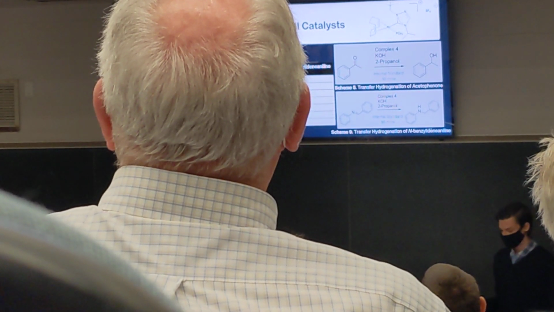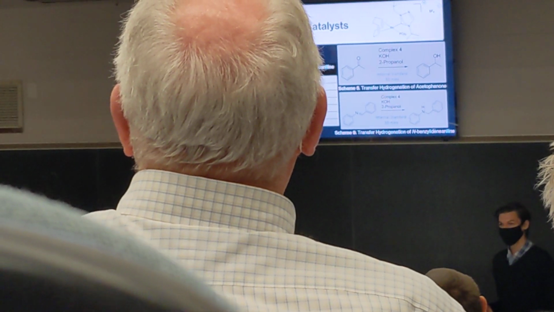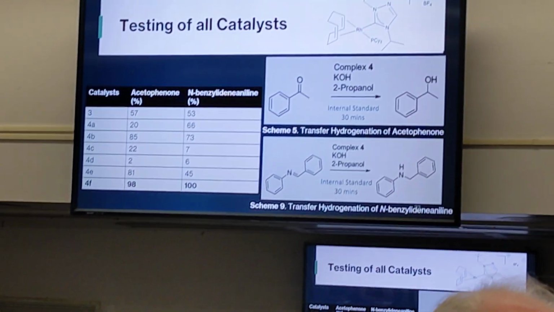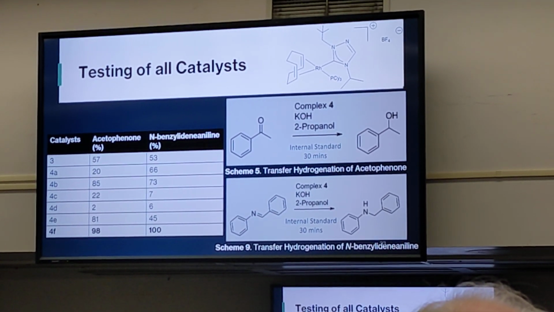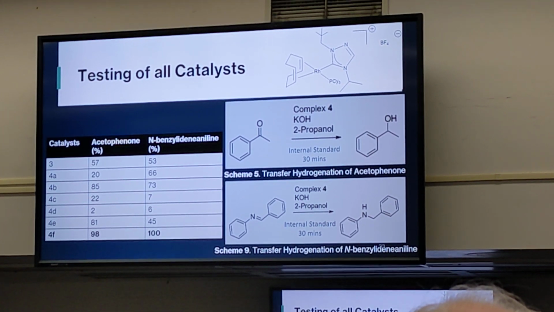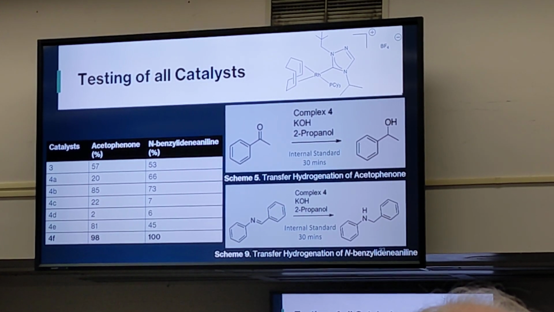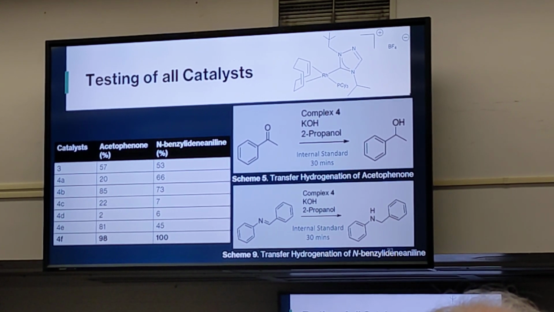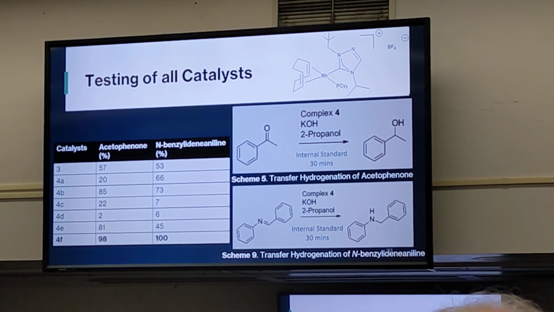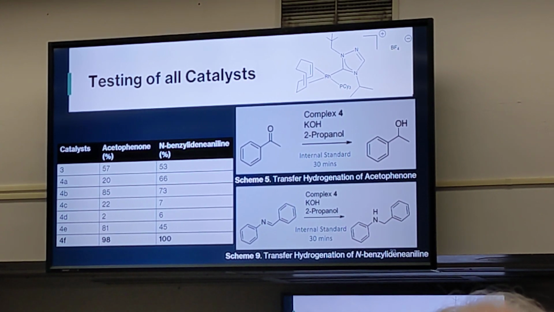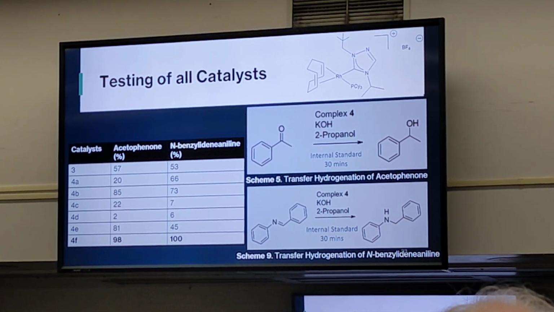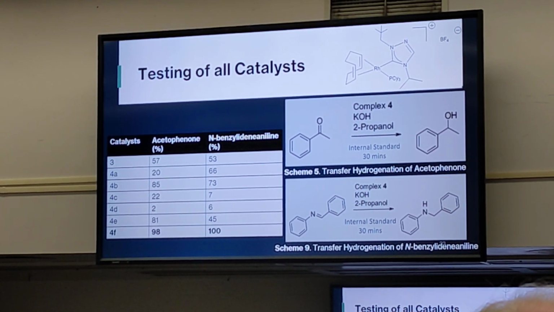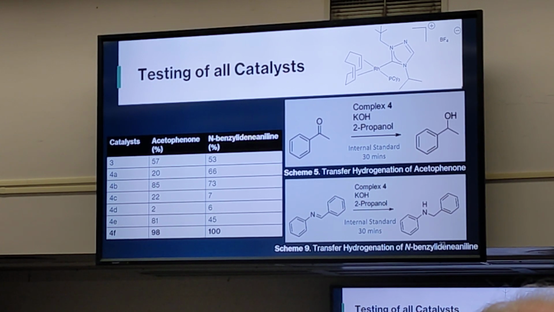We tested them on two different substrates. One had a carbon-oxygen double bond and one had a carbon-nitrogen double bond. As you can see, the reaction schemes are here. We tested 7 catalysts, and we found that 4F was the best in this type, having a 100% yield of N-benzoyl and a 98% yield of acetophenol. 4B also tested very well. These are the two catalysts that I told you to note earlier, and in the top right is catalyst 4F.